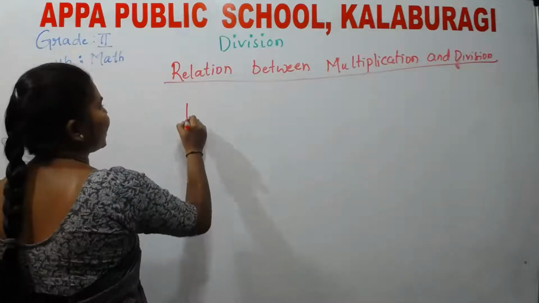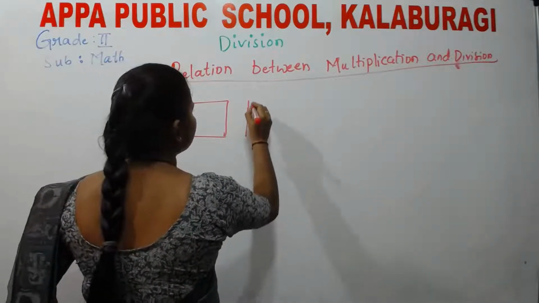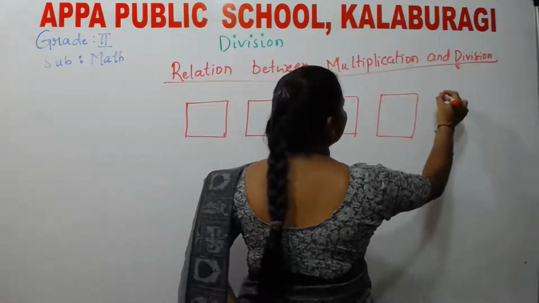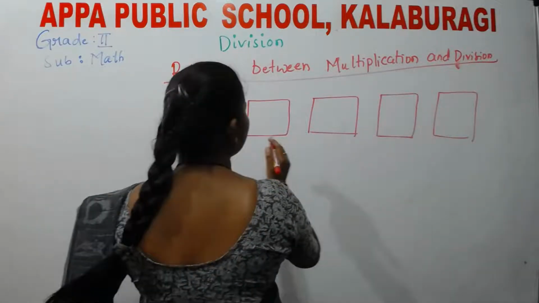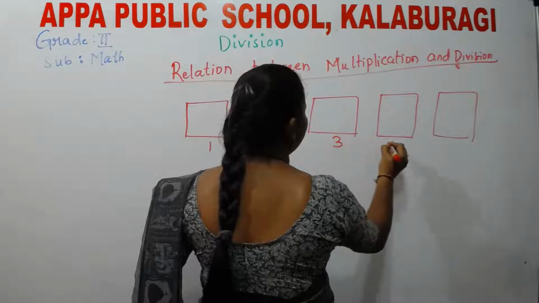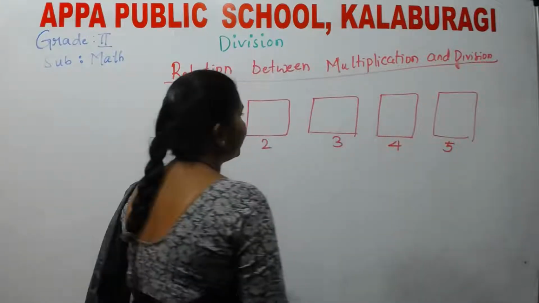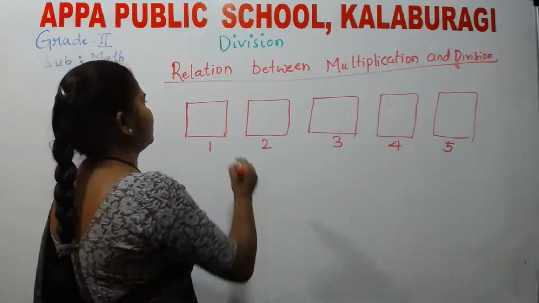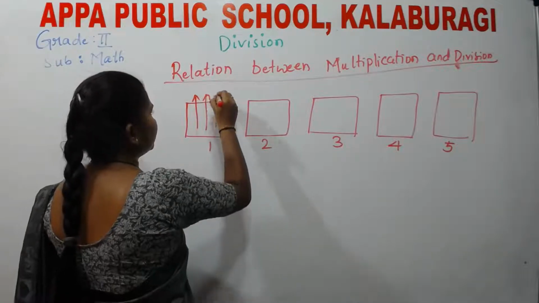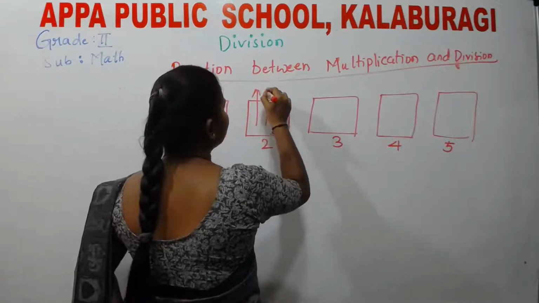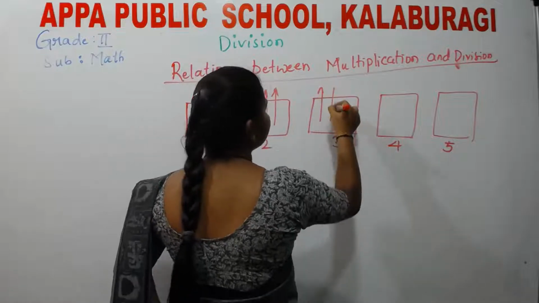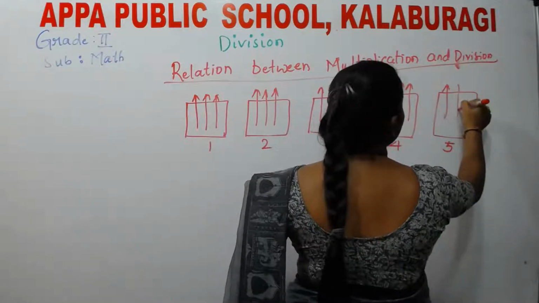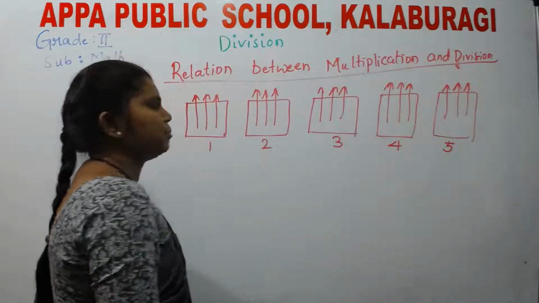I have got 5 boxes. 1, 2, 3, 4 and 5. How many boxes do I have? 5. In these 5 boxes, I place 3 pencils. In each box, how many pencils am I placing? 3 pencils.